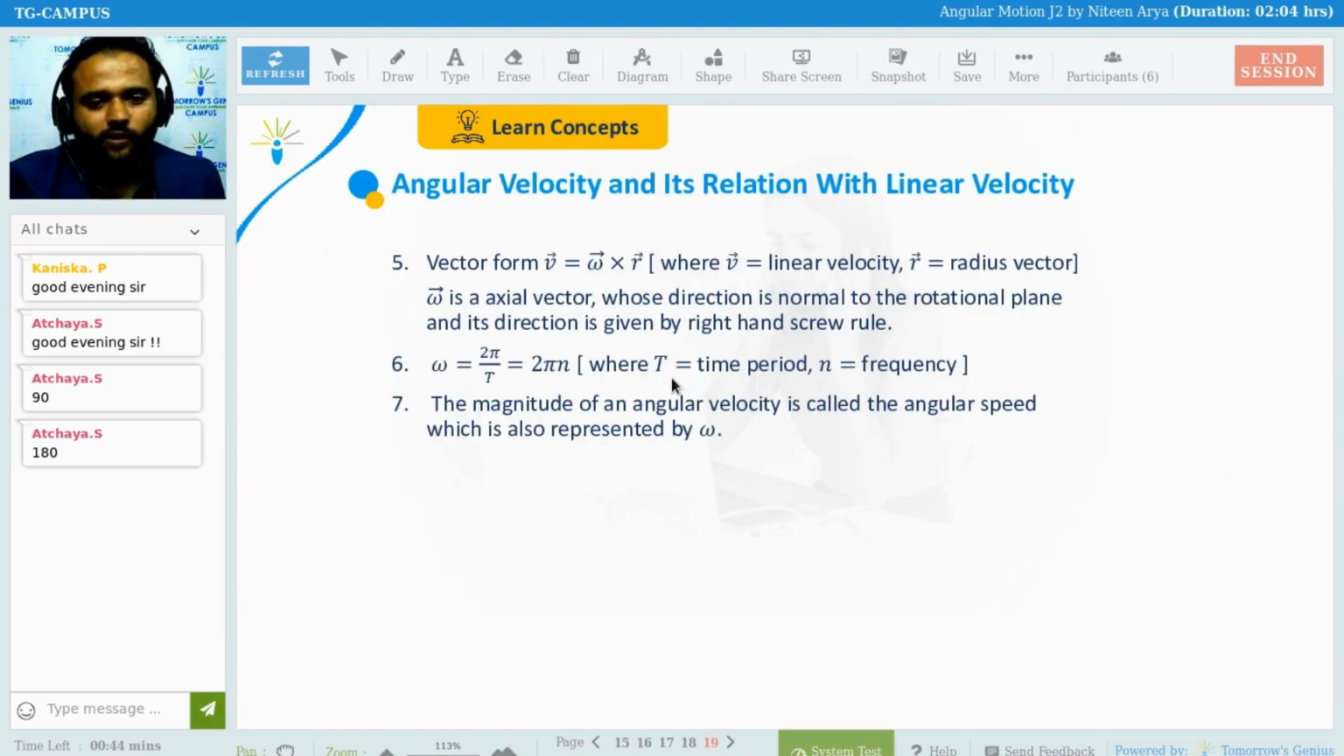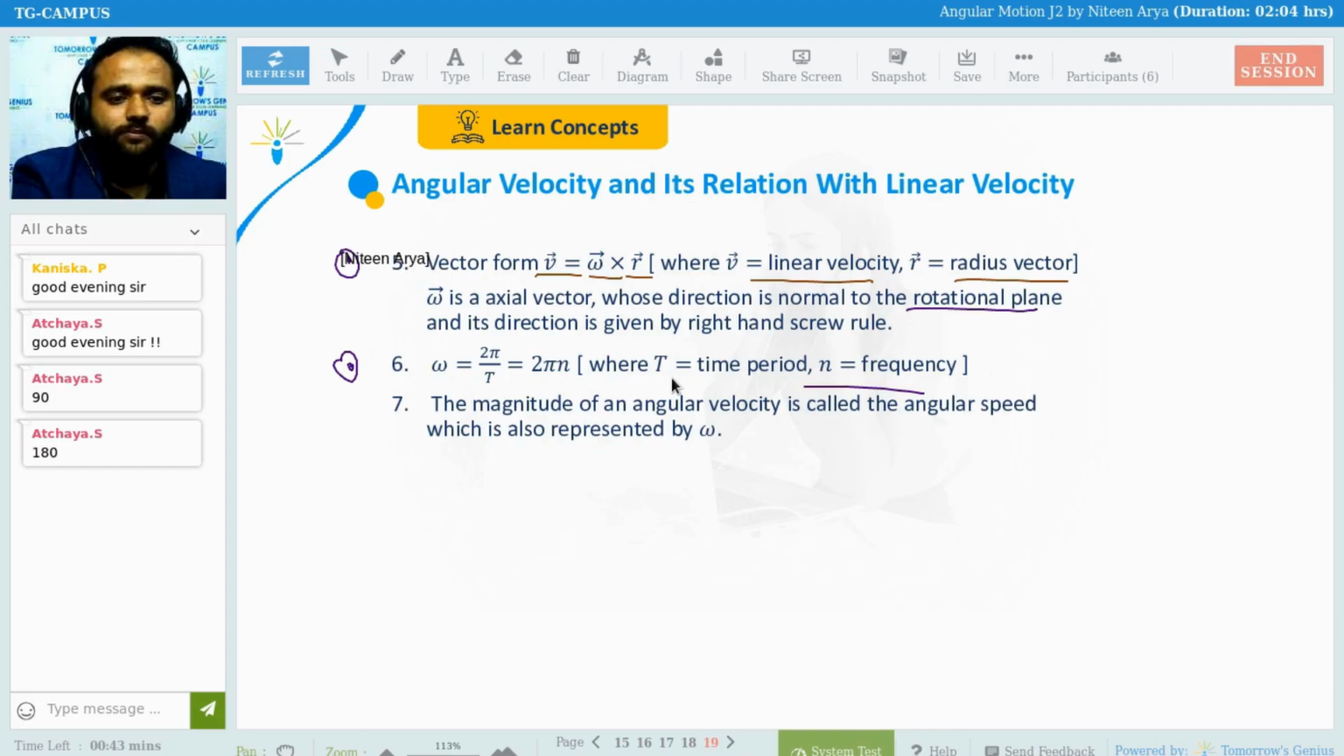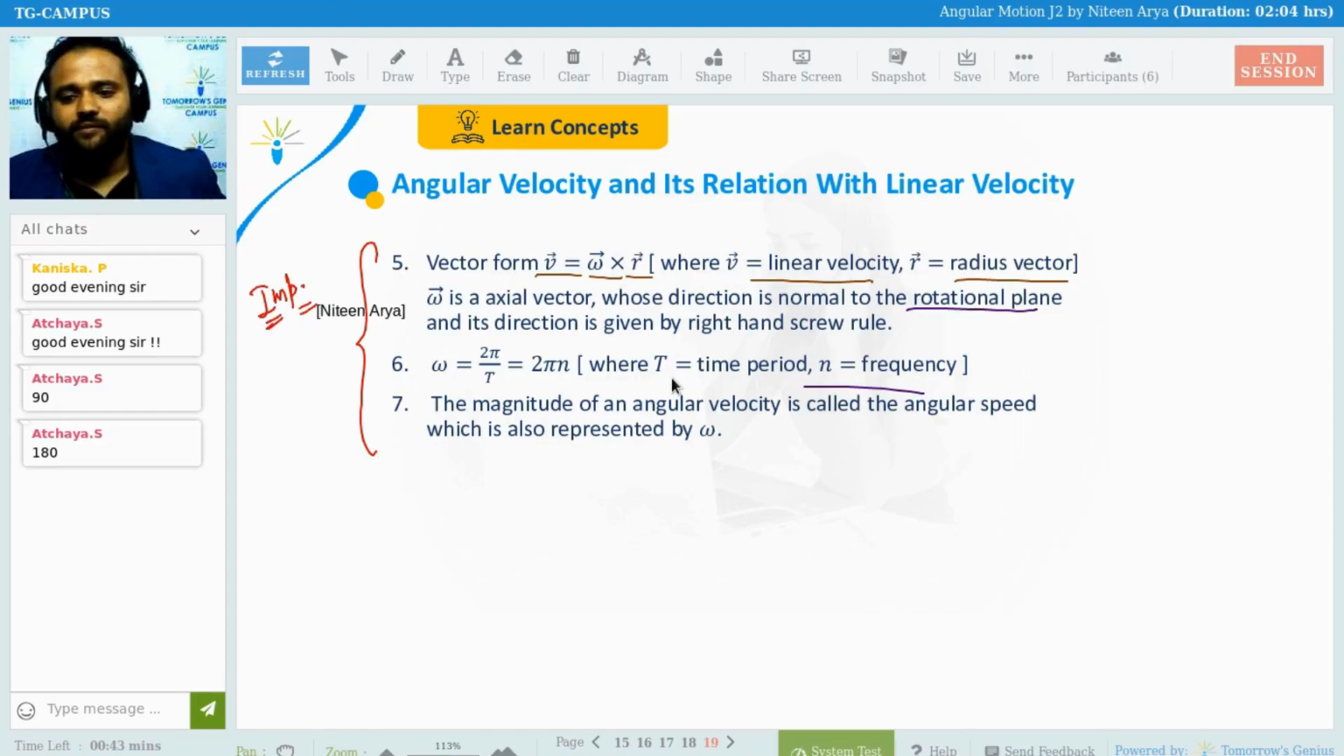So in vector form, linear velocity is angular velocity cross radius vector, where v is linear velocity, r is radius vector, omega is an axial vector, or you can say angular velocity, whose direction is normal to the rotational plane. Obviously the direction of it is going to be normal to the rotational plane. Rotational plane is this circle. Omega you can write also 2 pi by T and 2 pi n, where n is frequency. Okay, that is important. This one is important, and this one is important too. I mean, all these 3 points, 5, 6, 7 are important points. Clear, everyone?